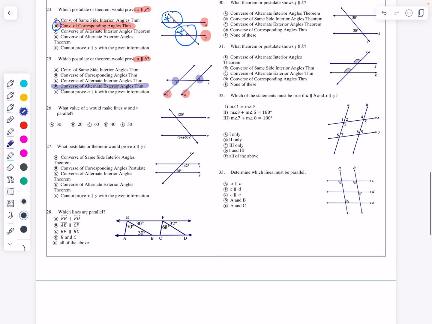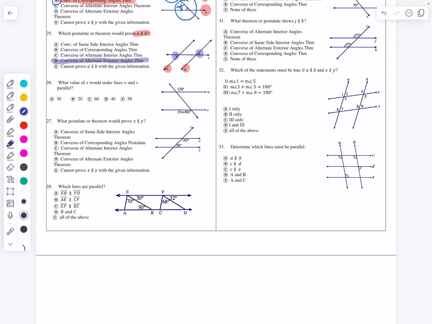All right. What value of X would make the lines W and V parallel? So if we want to make these lines parallel, then those are alternate exterior angles, and alternate exterior angles must be congruent. So I can set their measures equal. So 3x plus 60 has to be equal to 120. Those are both obtuse, and so we know our best bet is to set those equal to each other. So I know that 3x equals 60, and so x is going to have to be equal to 20. What value of x makes them parallel? That is going to be B.